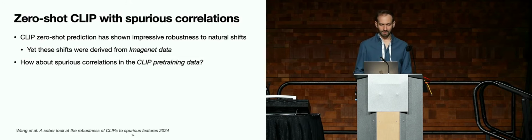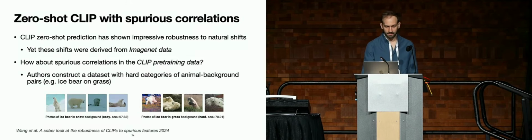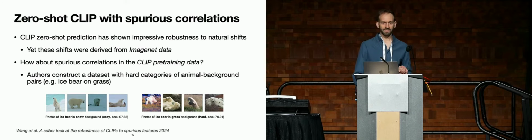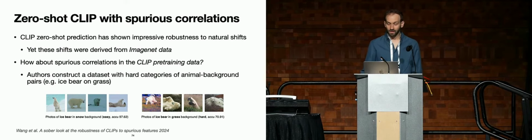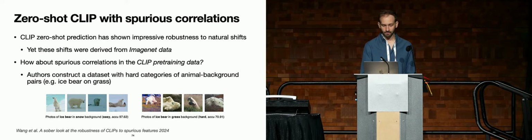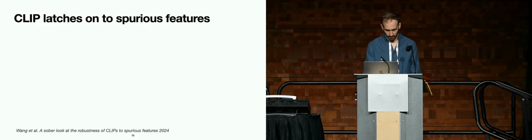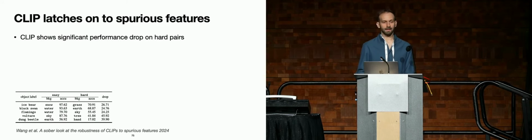So for instance, in the LAION data set that CLIP uses as pre-training data. The authors took label data from iNaturalist, which is included in LAION, and manually labeled backgrounds in images, so that they could construct a data set with very hard pairs of these animal-background relationships, where the drop in performance for CLIP is the largest when you switch from an easy background to a hard background. For instance, an easy pair is an ice bear on a snow background, while a hard pair is this ice bear on a grass background. And they observe that CLIP has a very large drop between these two types of groups. So CLIP shows significant accuracy drops, and some of the pairs of classes and backgrounds that exhibited this are shown on the table here on the bottom.